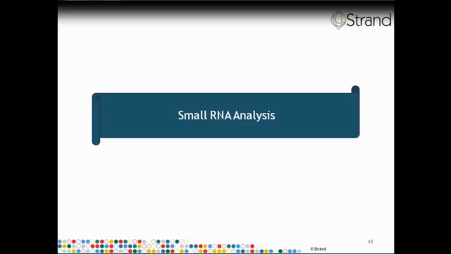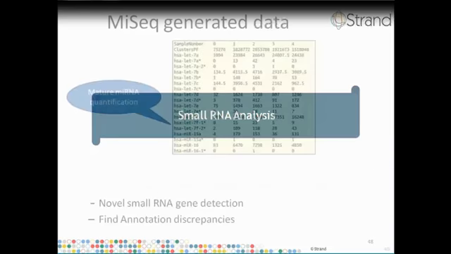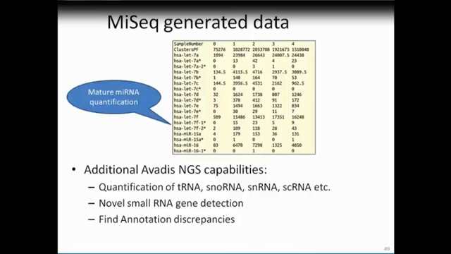The details of small RNA analysis were covered in a different webinar, so I will not be going into those details today. So I've covered so far the 3 different types of experiments for which we provide full-fledged support within Avadis NGS. Those were resequencing, Amplicon sequencing, and small RNA analysis.